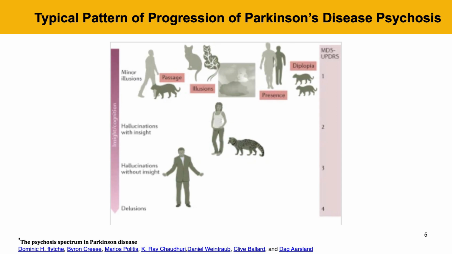So starting out when the patient is just in stage 1, in which they just have mild symptoms, usually limited to one side of the body. The kind of psychosis they would have, minor psychosis, would be some minor illusions. For example, mistaking a leaf for a cat, and then some passage hallucination, something just walking past them, the presence of a person next to them.